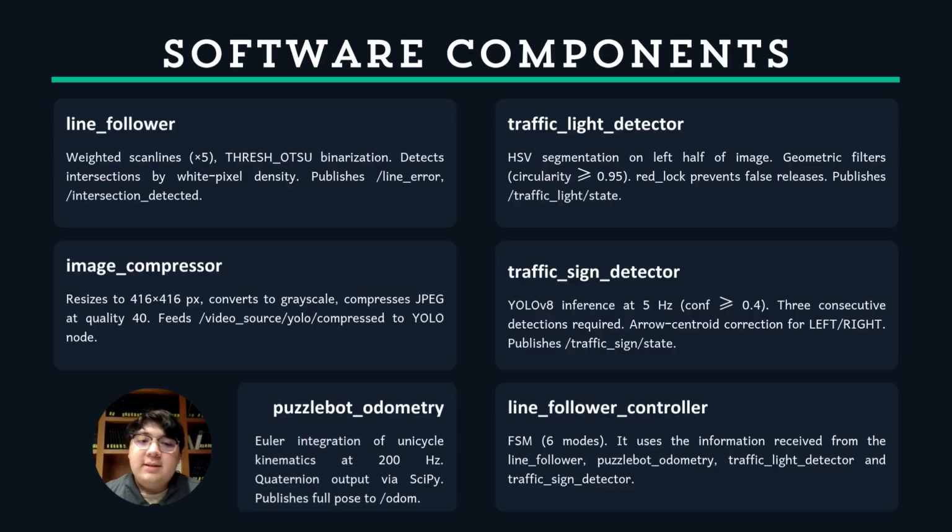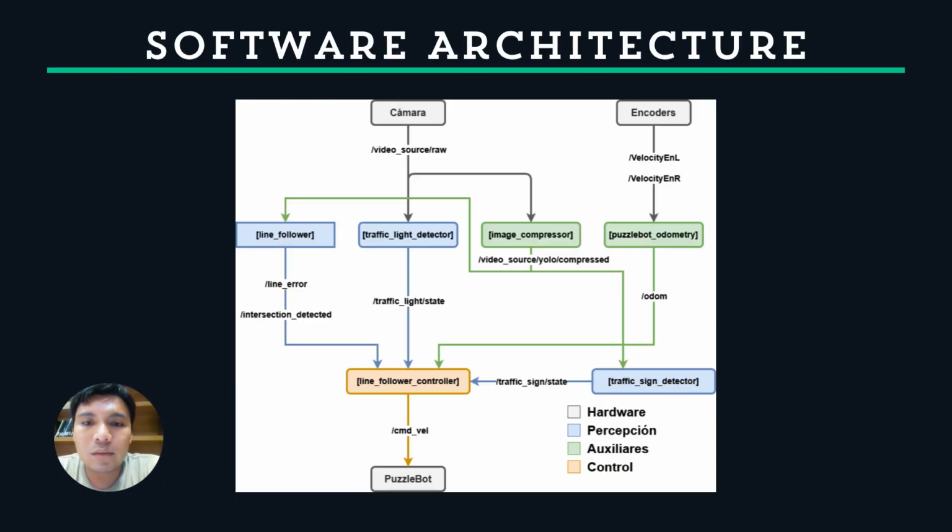The odometry node integrates encoder readings to estimate the robot's position and orientation, and the controller node is the brain, because it receives data from all other nodes and decides velocity commands through a finite state machine with 6 operating modes. And for the software architecture, we have the camera and encoders.